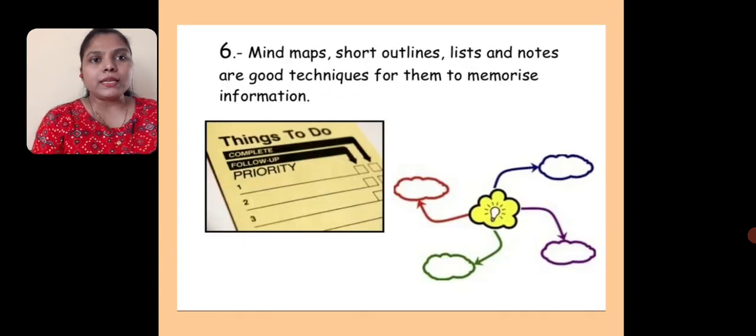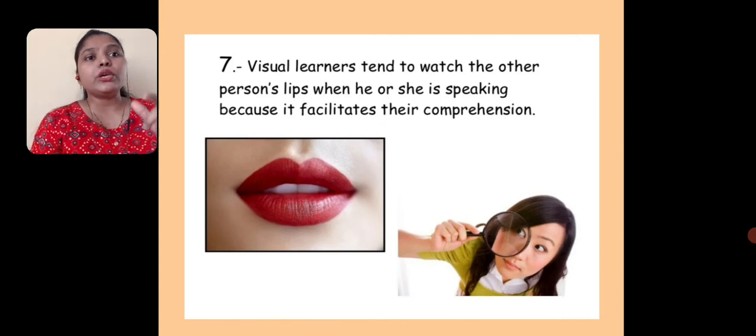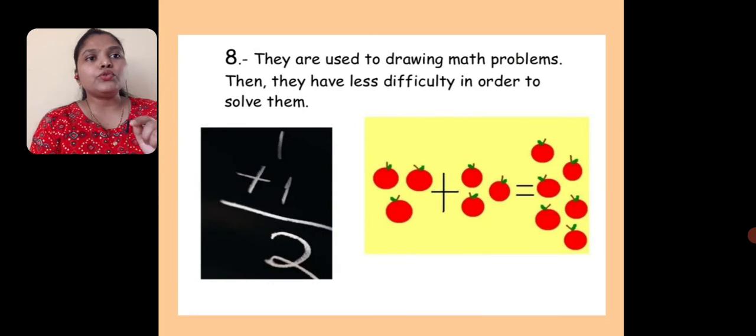Then the sixth one is mind maps. Short outlines, lists and notes are good techniques for them to memorize information. The seventh one is visual learners tend to watch the other person's lips when he or she is speaking because it facilitates their comprehension. Next, they are used to drawing math problems, so they have less difficulty solving them.